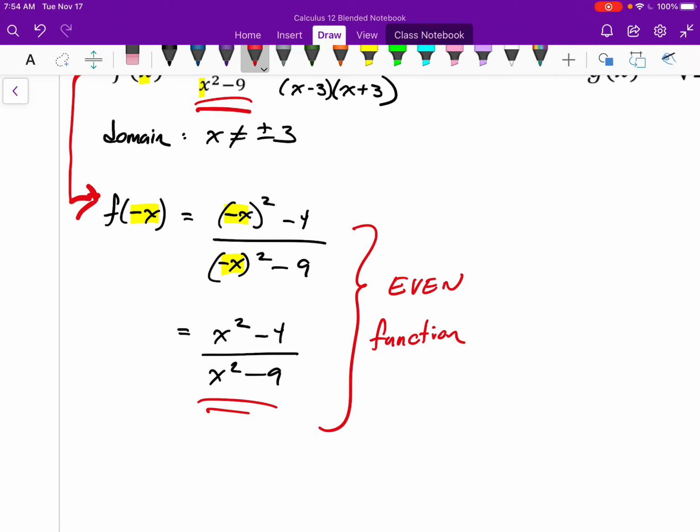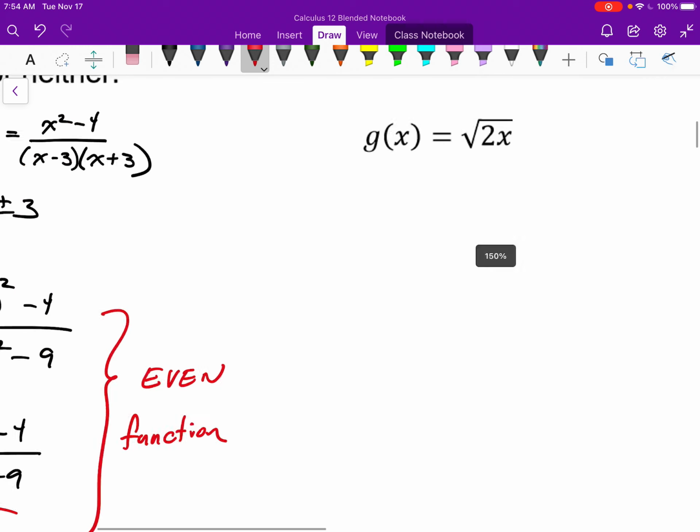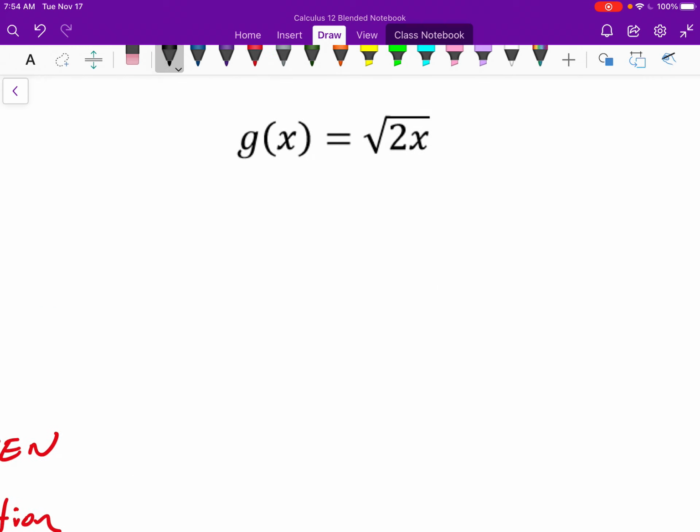And for all of these, I can focus on it this way. Again, it's not like you have to be able to visualize the graph. All right, so let's look at g of x. What's the domain? Well, it's a radical function. If I'm dealing with real numbers, x has to be greater than or equal to 0. That's it. Is it even or odd?